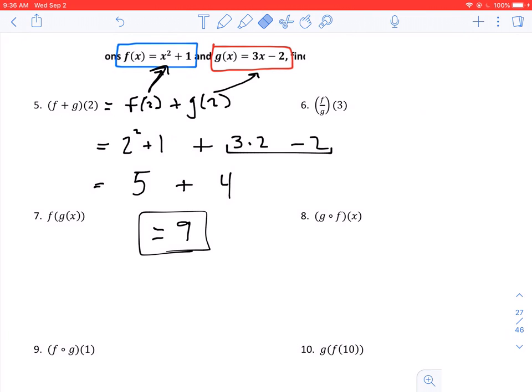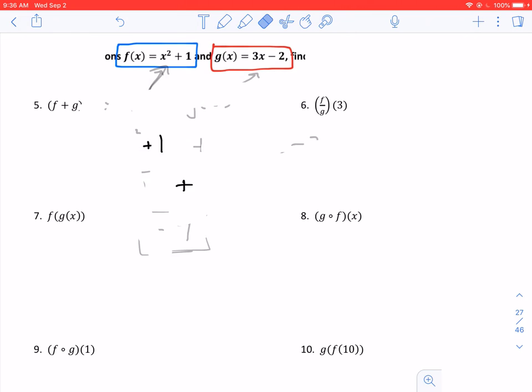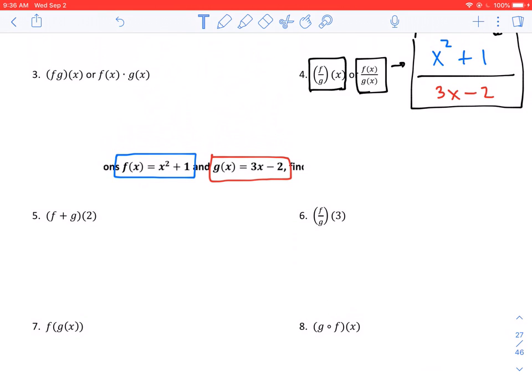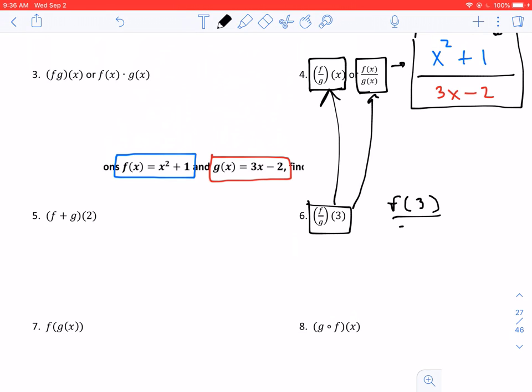Let's look at the next example. Example 6. Last one for the video. F divided by g of 3. Again, reminder. F divided by g of 3 is the same exact thing as f of 3 divided by g of 3. Those mean the same thing. So this one doesn't look quite as familiar as this one, but they mean the same thing, and that's now our job to know that. F divided by g of 3 is asking you to take f of 3 on top and divide it by g of 3 on bottom.